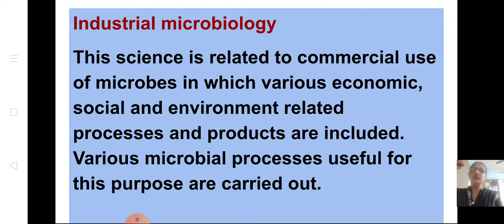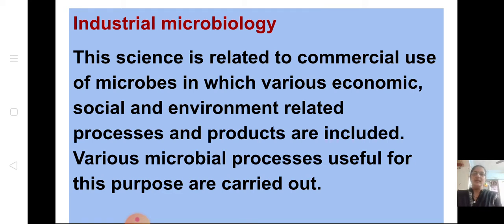Now, what is meant by industrial microbiology? It is the science related to commercial use. Industrial means commercial use of microbes, in which various economic, social and environmental processes and products are included. Various microbial processes useful for this purpose are carried out. So in this we use microorganisms for commercial use on a large scale, to produce various foods and medicines, and we learn how it is carried out, either by the fermentation method or for pollution control.